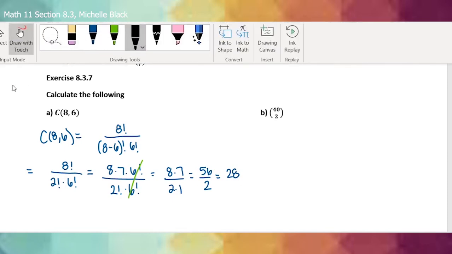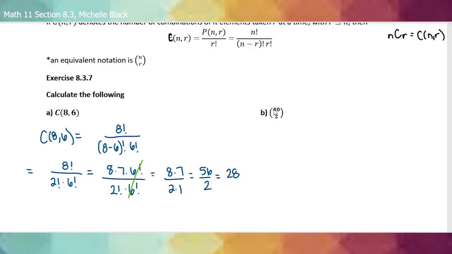Take a second and try part B on your own. Remember, this is the same notation, so n is our 40 and 2 is our r. Pause the video and then come back and check your work.